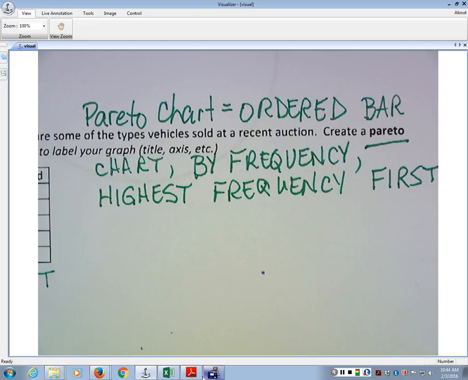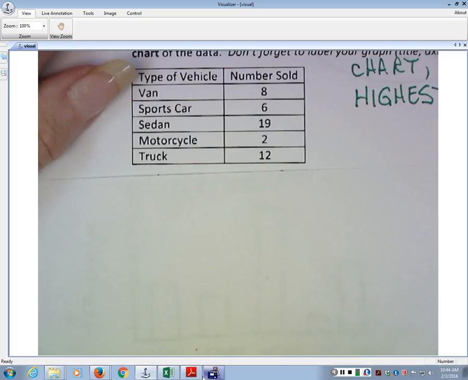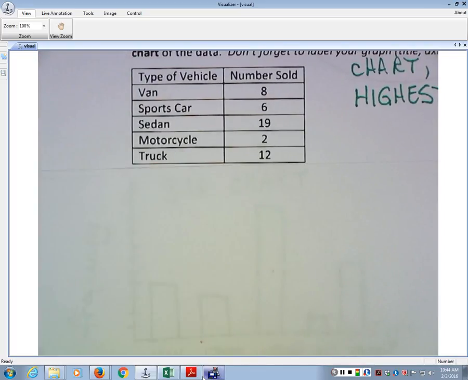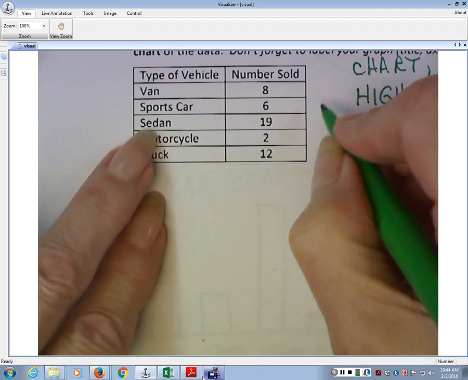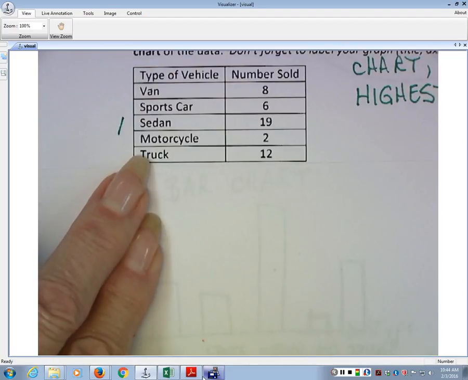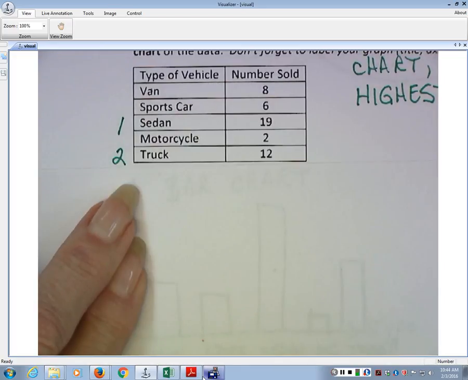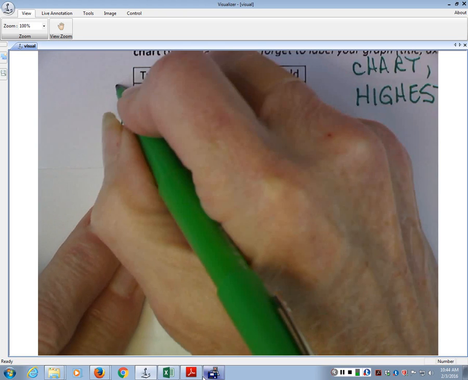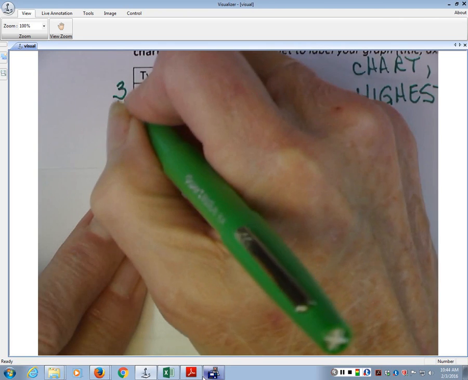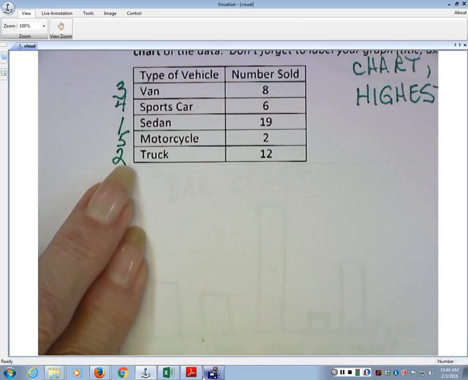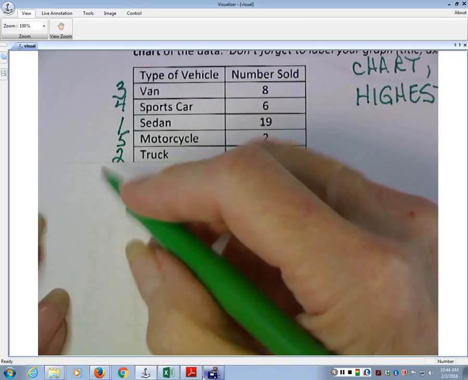And the easiest way, honestly, to do this is to see just the data. If it was a bigger table than this, I would probably want to plug it into Excel and have it sort that from highest to lowest for me. And when we do Excel, we'll actually learn how to do that. But I can tell which one is the highest. My highest frequency here, the sedan, is going to come first because there's 19 of those. And then trucks are going to come second. And then after the trucks is going to come the vans. And after the vans is going to come the sports cars. And then the last one is going to be the motorcycles. Okay? But other than that, it's the same kind of chart.